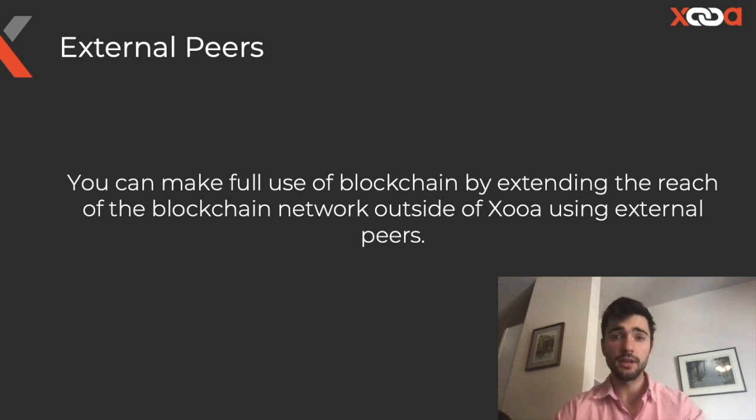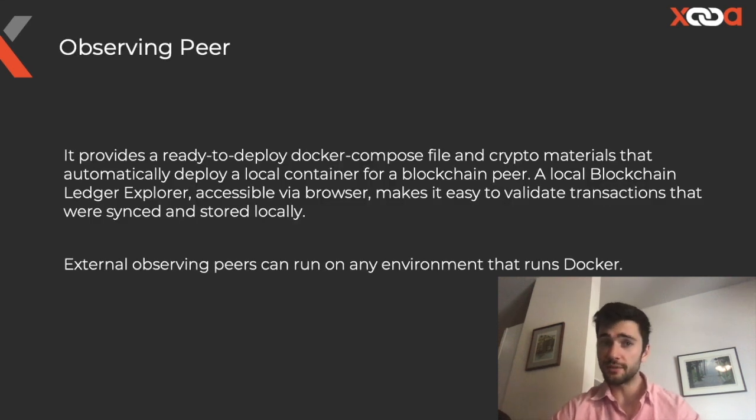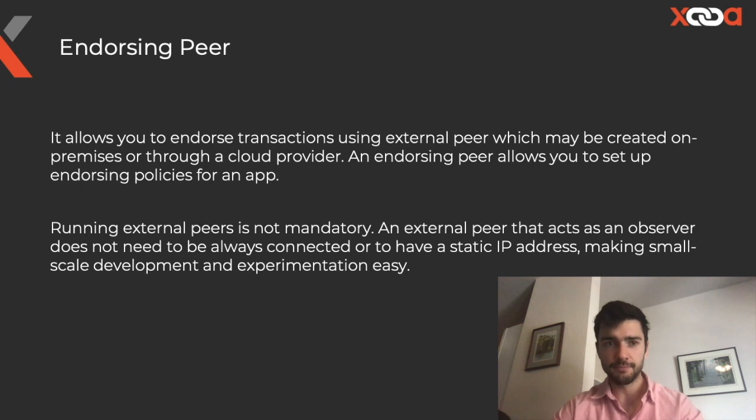When extending a network, you can choose from two different types of peers, observing and endorsing. An observing peer provides a ready-to-deploy Docker Compose file alongside crypto materials that automatically deploy a local container for a blockchain peer. A local blockchain ledger explorer, which is available to you via browser, makes it easy to validate transactions that were synced and stored locally. External observing peers can run on any environment that runs Docker. You can then transition your observing peer into an endorsing peer if you want to by providing the static URL where the peer can be accessed.